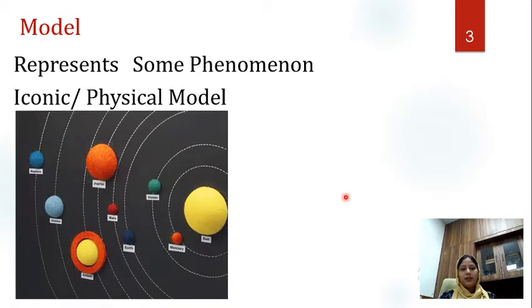Now, what is basically a model? As we can see at one glance, this is a model of the solar system. This represents some phenomena. This is an example of a scaled down version of an iconic or physical model. Such models are easy to construct and understand, but they serve no purpose for forecasting purposes or estimation purposes.